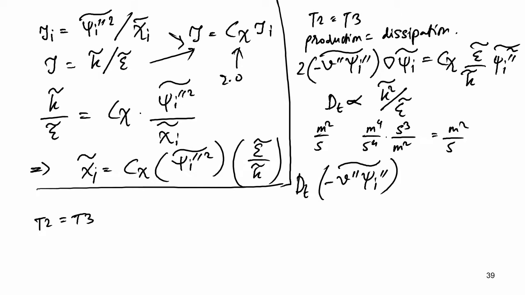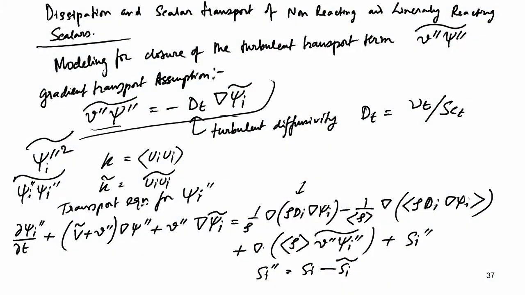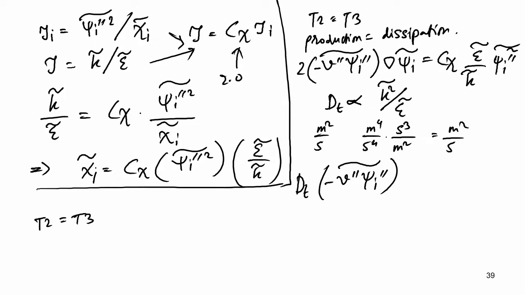Okay. So, the whole purpose of this is to show basically that this gradient transport assumption that we just introduced, that is, this turbulent transport term v prime xi prime, that is written as minus Dt times this thing, that this assumption is justified for a non-reactive scalar, but it causes some problems for a reactive scalar. So, that is the whole thing. So, we will see, we are proceeding in that manner.